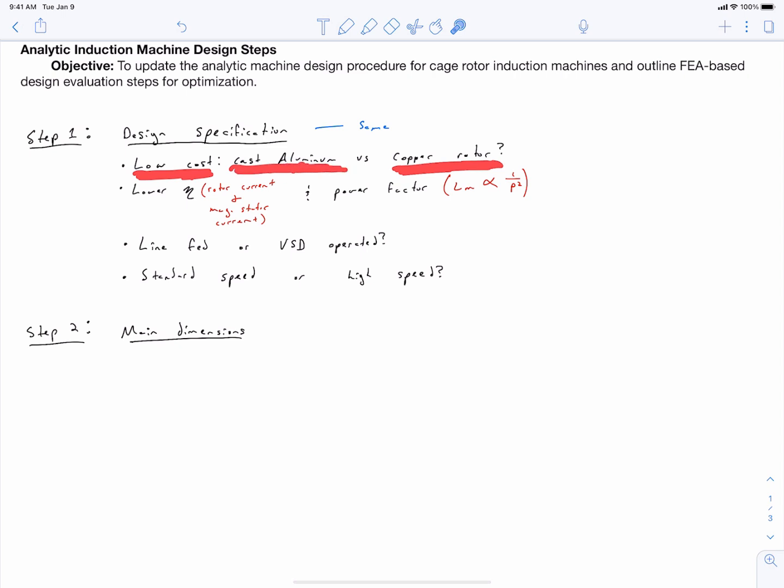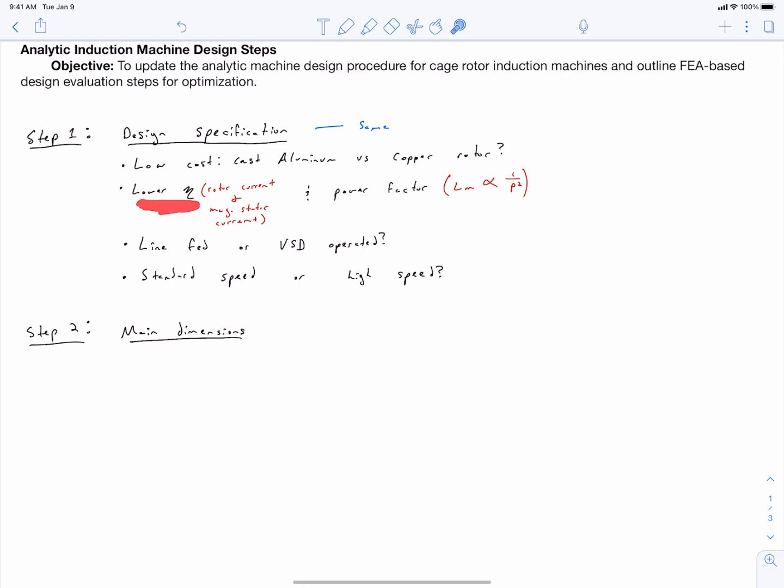You can make these at scale at very low cost because you can set up a standard manufacturing line that's casting aluminum into cutouts in your laminations. So it can be very low cost and quick to produce, but you pay that efficiency penalty because the conductivity of aluminum is lower. The second thing is that in an induction motor, you're going to have a lower efficiency.